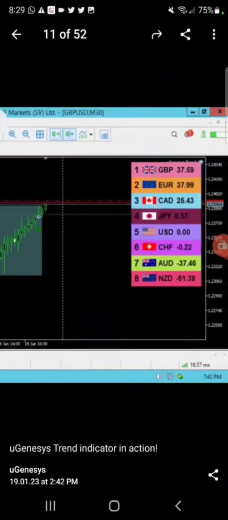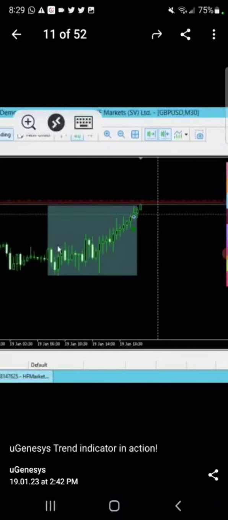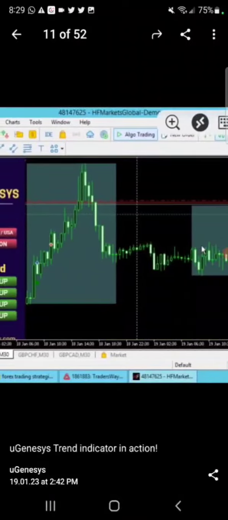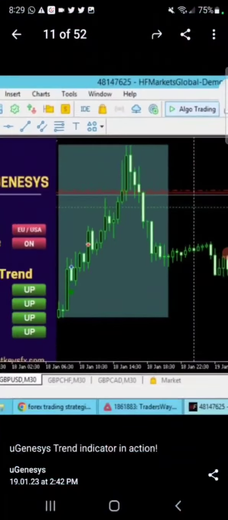So you're going to have the currency strength meter on your right, and this helps you to identify which currency pairs are strong for the day so that you can know which pair to trade. And then on the left is where you have the master trend. So this helps you to see the overall trend of the market for that particular day. And then on the chart itself, you'll see we have the different arrows that indicate when to enter a trade.